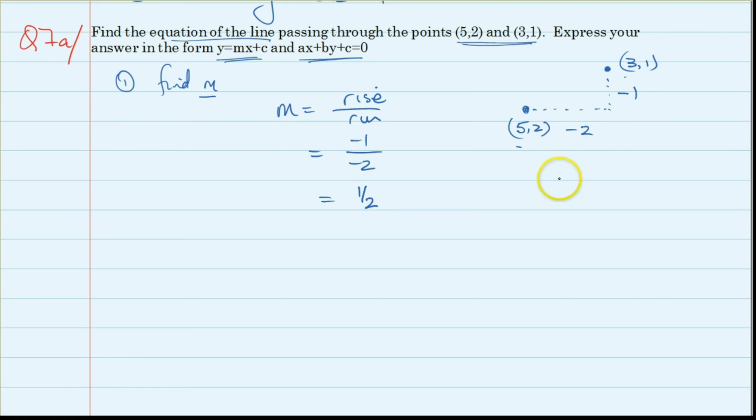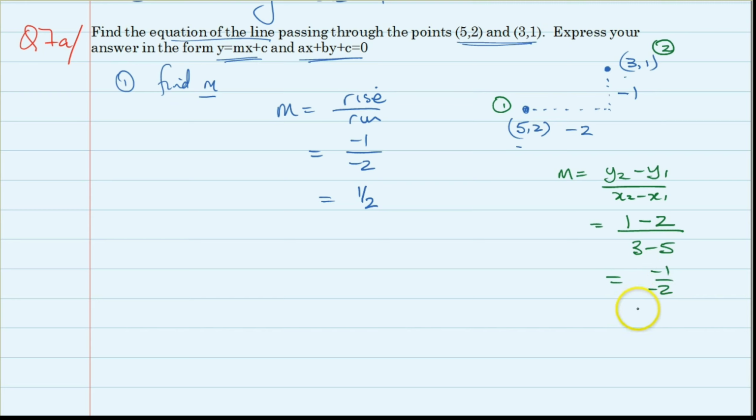Now you could also use the other formula, m is equal to y2 minus y1 over x2 minus x1. That will come up with exactly the same values. Let's call this point 2 and this is point 1. So y2 is 1 minus 2 over 3 minus 5. Again, that gives us -1 over -2, and that is equal to 1/2, which is obviously the same gradient as it should be.